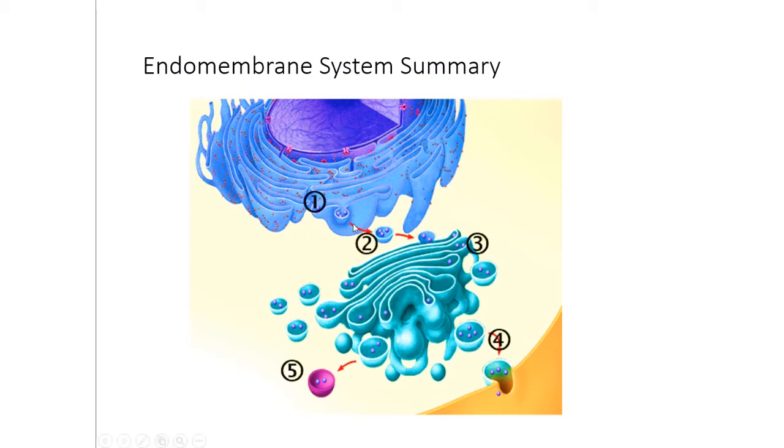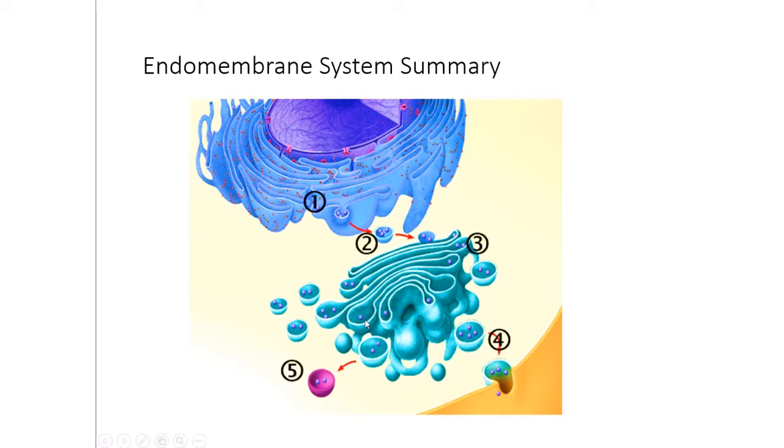That vesicle is then going to travel to the Golgi apparatus shown here, which is multiple layers of membranes, and that vesicle will merge with the Golgi to be processed. During the processing period, there might be other things that are added to the proteins. There might be tags that are going to be added to the vesicle, so that the final product is going to know where to go.